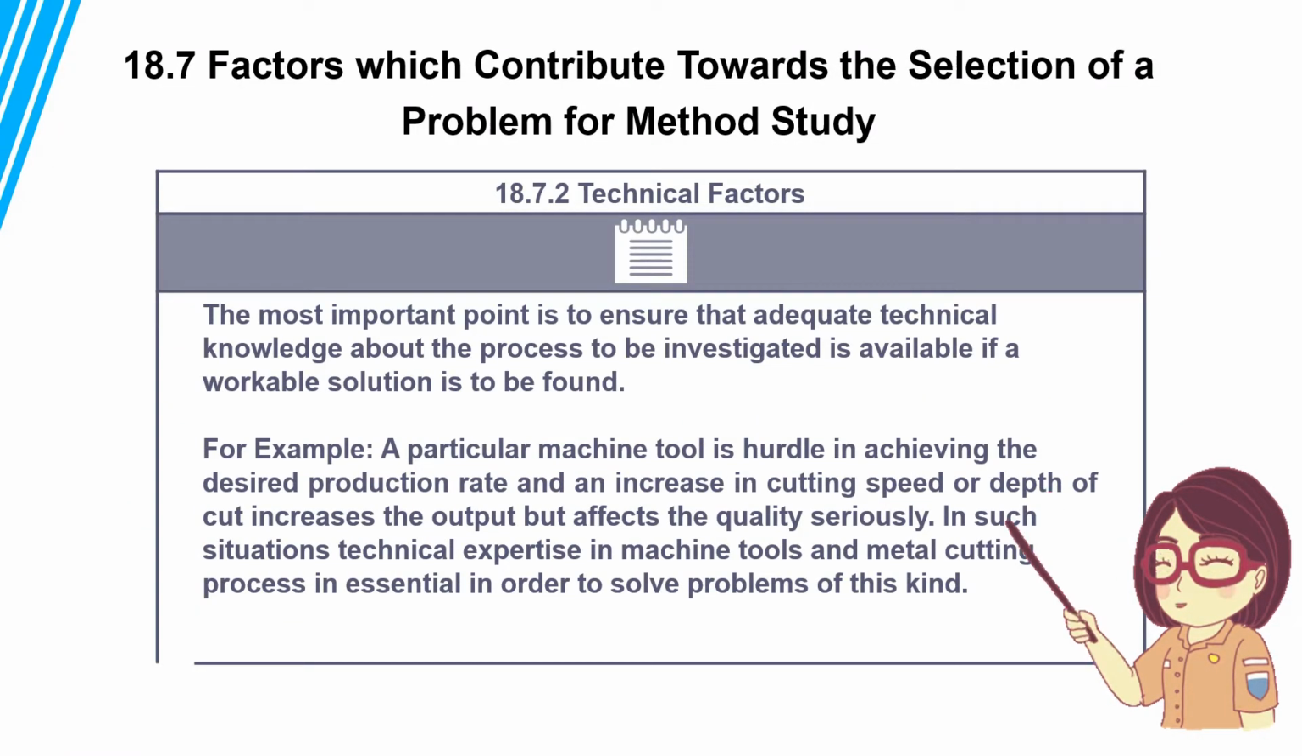Technical factors. The most important point is to ensure that adequate technical knowledge about the process to be investigated is available if a workable solution is to be found. For example, a particular machine tool is a hurdle in achieving the desired production rate, and an increase in cutting speed or depth of cut increases the output but affects the quality seriously. In such situations, technical expertise in machine tools and metal cutting process is essential in order to solve problems of this kind.